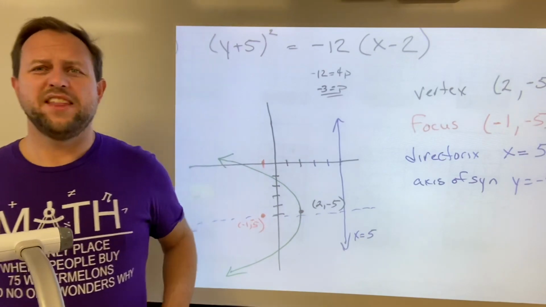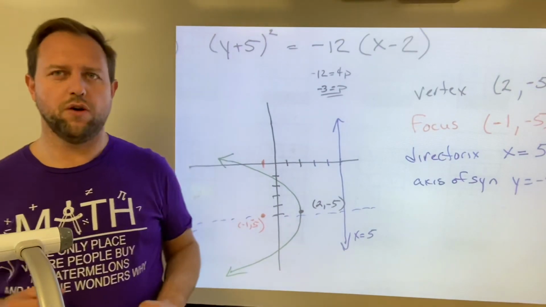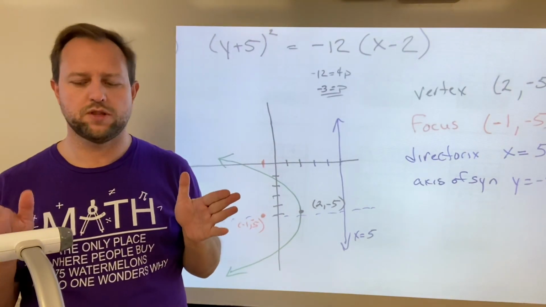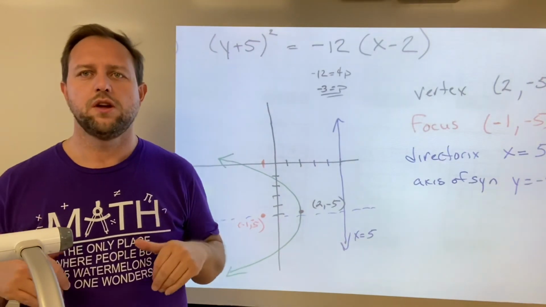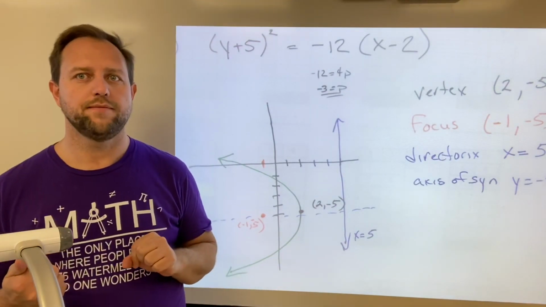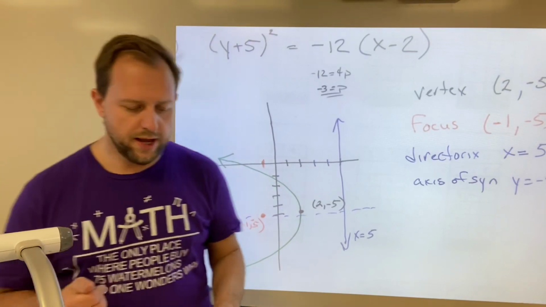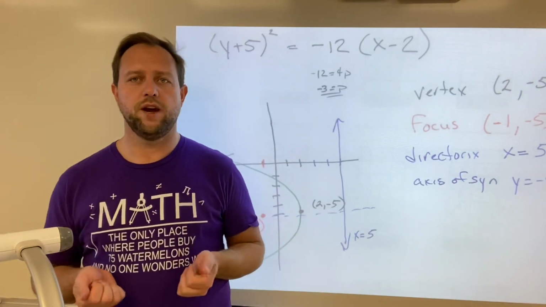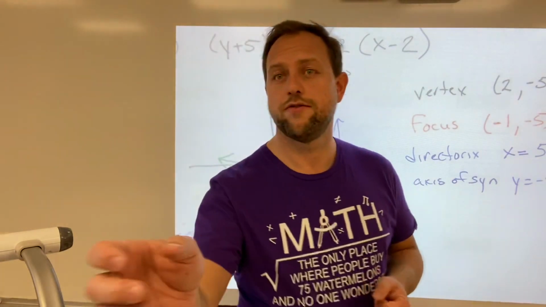Okay? That's how we graph parabolas, both when we have the x term squared and it's going up or down, or the y term squared and it's going left or right. Okay? Next day we're going to talk about rewriting these equations in the standard form. I'll see you then.